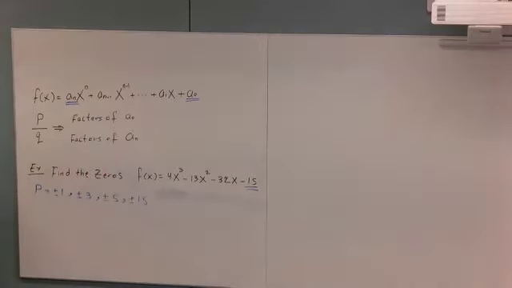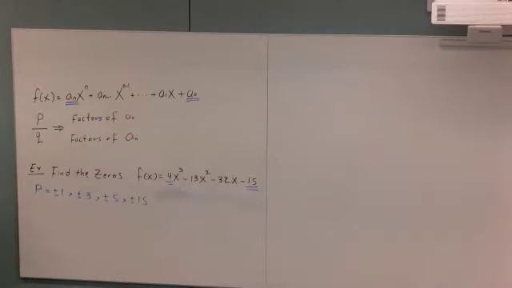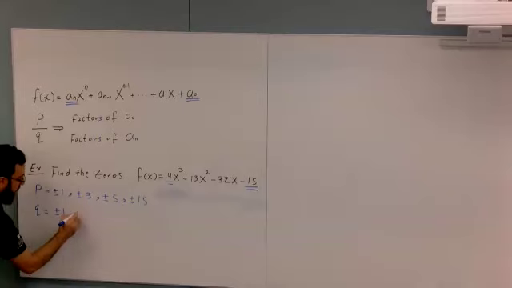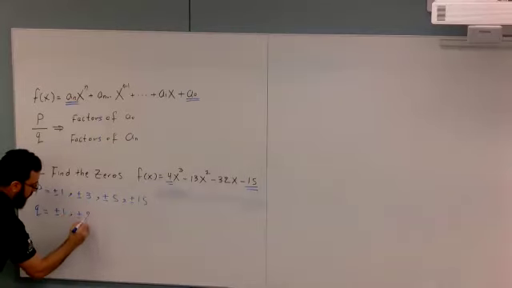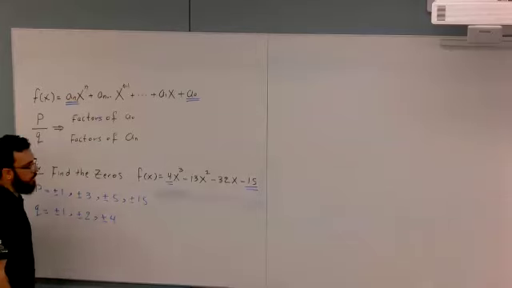Now let's check where is Q. It's 4. Q is the factors of 4, which is plus or minus 1. What else? Plus or minus 2 and plus or minus 4. Not hard so far.